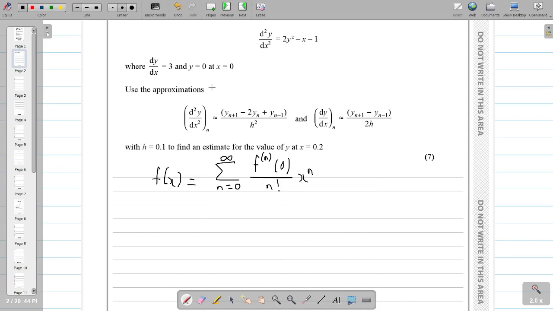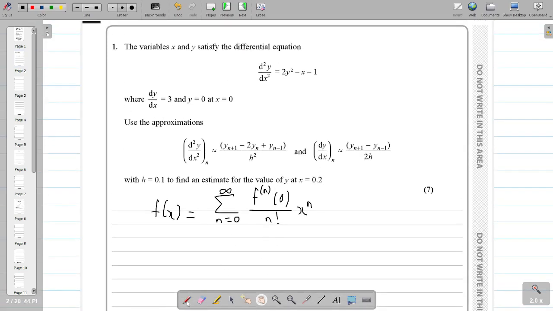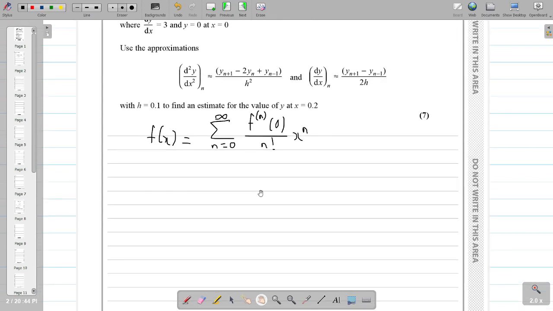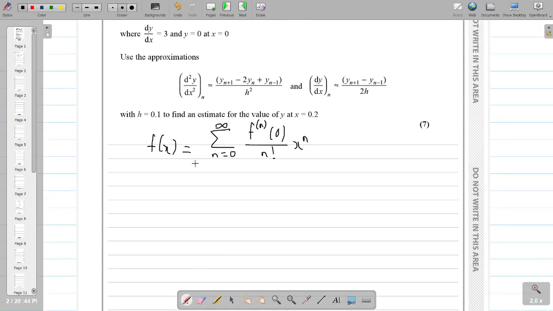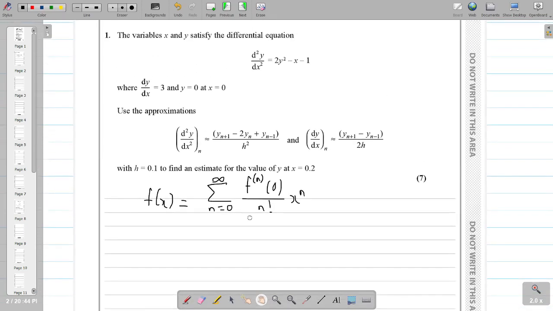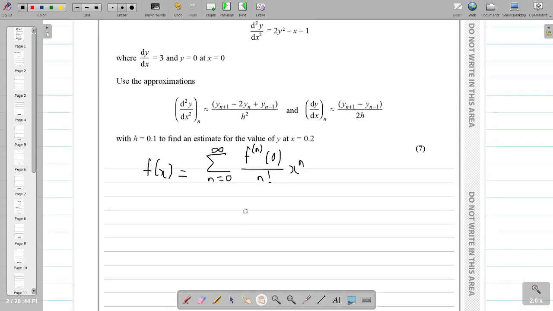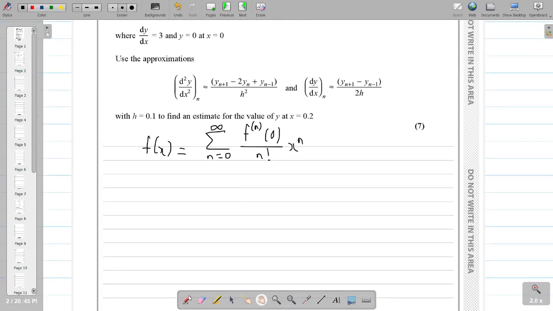So what we're trying to solve is we're trying to find the estimate of y at x equals 0.2. So what we want is at least three terms because we do have the d2y dx squared here, so this one's going to be easy to deal with. So let's deal with the first three terms, which are going to be the zero, first, and second derivative. So the zero derivative at 0 is just y of 0. So let's just write out the first three terms that we need.